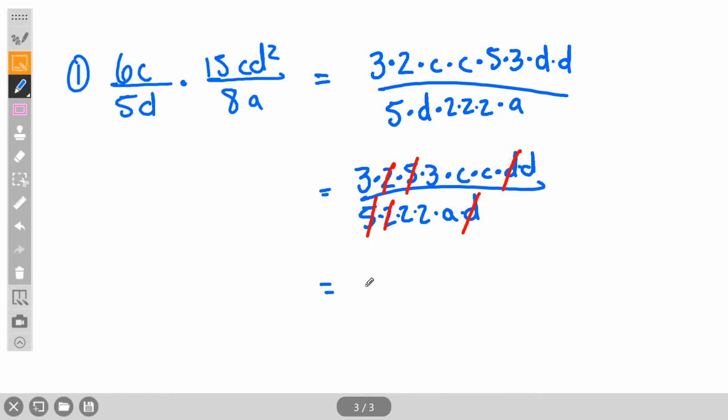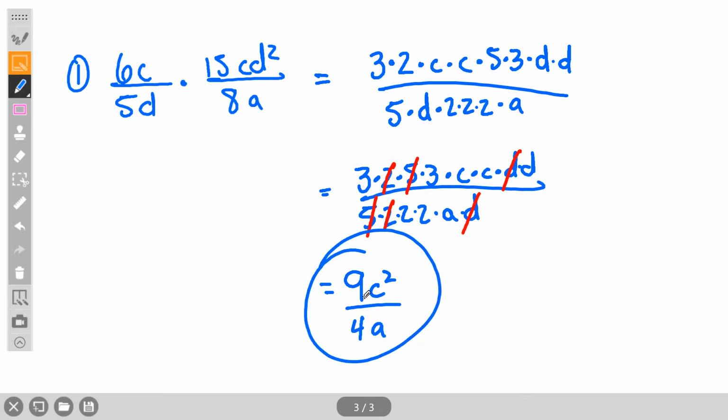So 3 times 3, that's 9. C times c, that's c squared. 2 times 2, that's 4. And a. So this would be our simplified expression for number 1. It's just a matter of finding the factors, canceling the factors, and then whatever you're left with is your simplified expression.